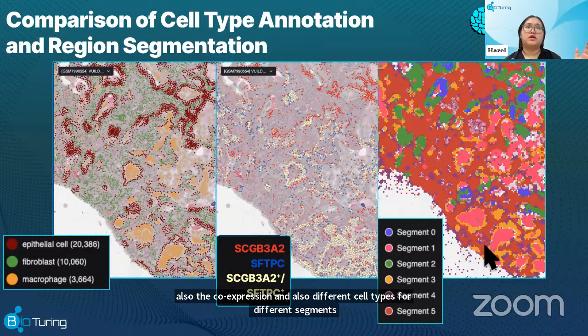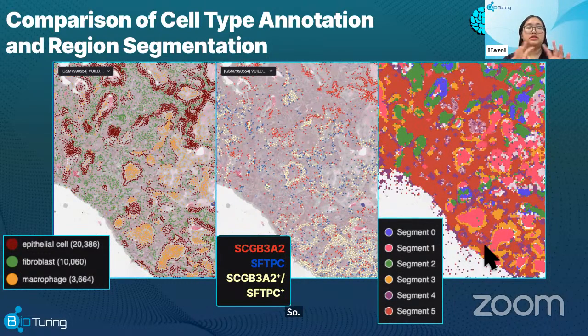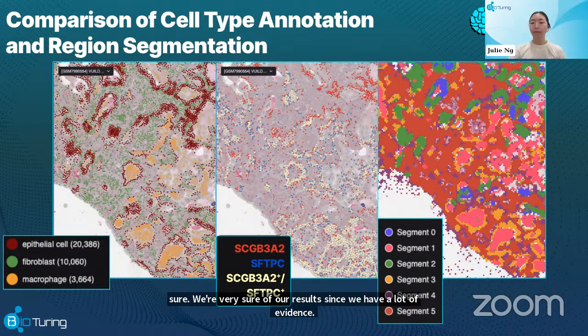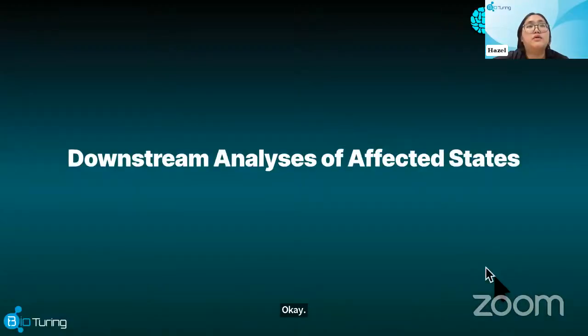Across our analysis process, all of these results add more layers of information, and it makes our results more reliable. We're very sure of our results since we have a lot of evidence supporting them. And that is about the second part. Now we move on to the third part with deeper downstream analysis of the affected state of the pulmonary fibrosis lung.